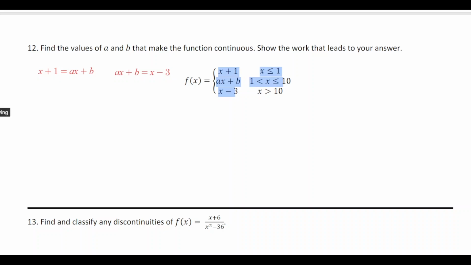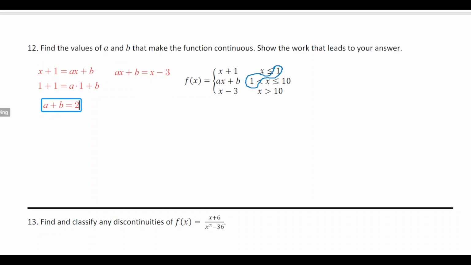So the x plus 1 and the ax plus b to collide, or to basically intersect each other, at this x equals 1. Okay, so that means I'm going to plug in 1 into this equation. And when I plug in 1 into x, I get 1 plus 1 is 2, and a times 1 is just a. So what I end up with is a plus b equals 2.